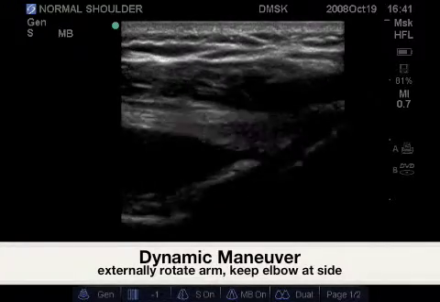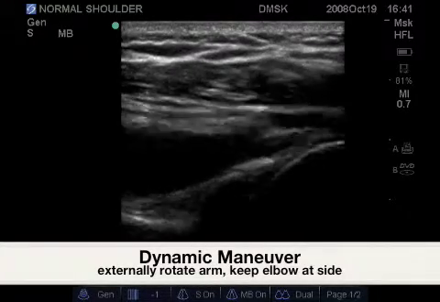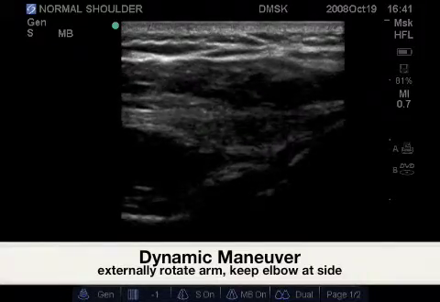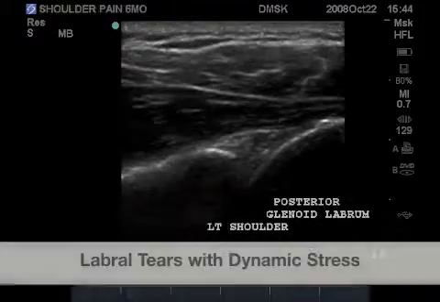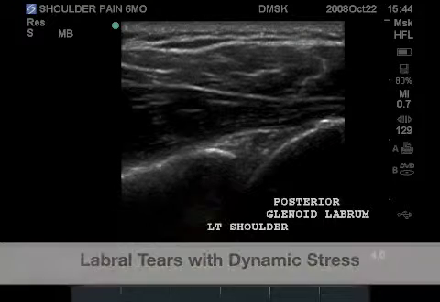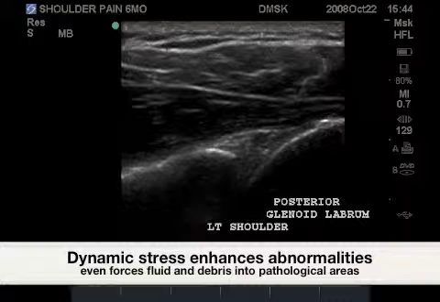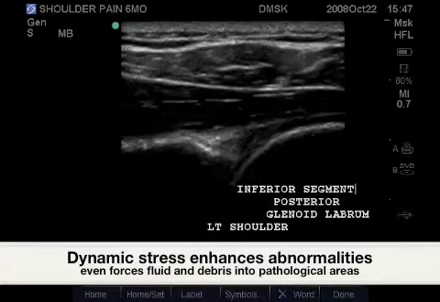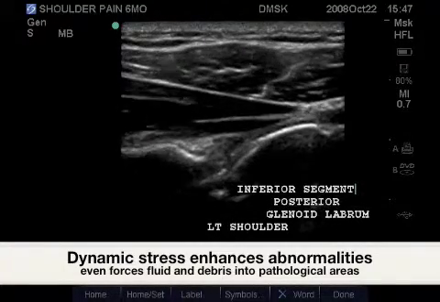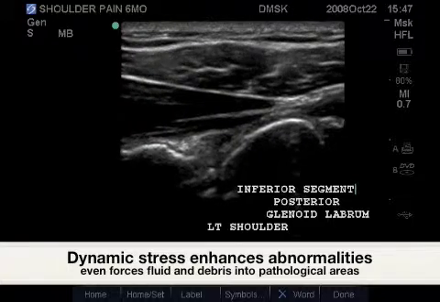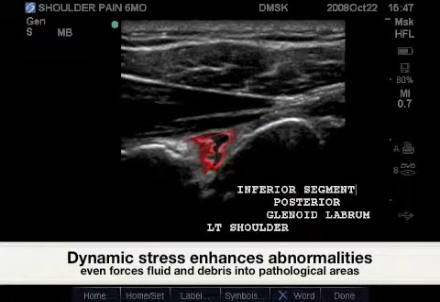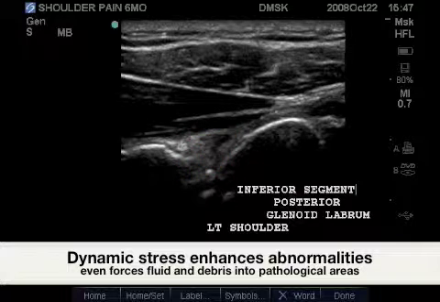As the greater tuberosity is brought posteriorly towards the bony glenoid, the posterior glenoid labrum is brought under tremendous stress, forcing a blunting of the posterior glenoid labrum. Seen here is a disruption of the normally homogeneous pattern of the posterior glenoid labrum. On external rotation, this becomes even more noticeable as the tissue interfaces are brought together and then relaxed under this dynamic stress maneuver.